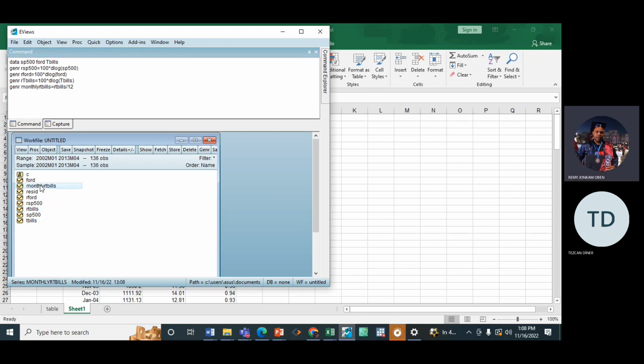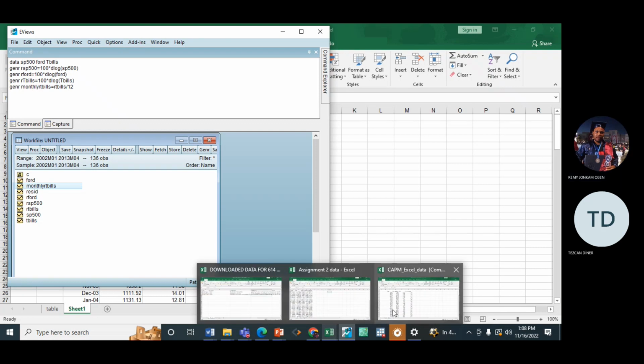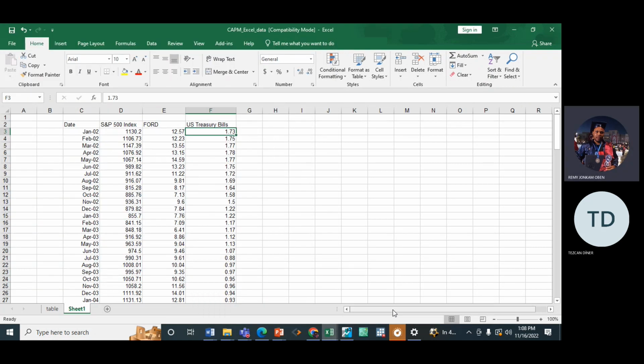So, yes, question? Isn't the first one January, the first month of 2002, 1.73, and February, the second month, the prices changed. I'm confused. Like in each month, the treasury bills prices are changing. So why is it annually, not monthly?